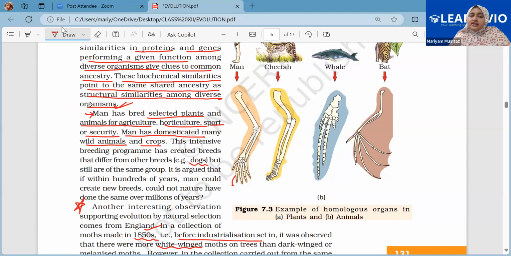Now, man has bred selected plants and animals for agriculture, horticulture, sport, or security. Man has domesticated many wild animals and crops. This intensive breeding program has created breeds that differ from other breeds, such as dogs, but still are of the same group. It is argued that if within hundreds of years, man could create new breeds, could not nature have done the same over millions of years? So if man can create new breeds, then nature could have created multiple new breeds.